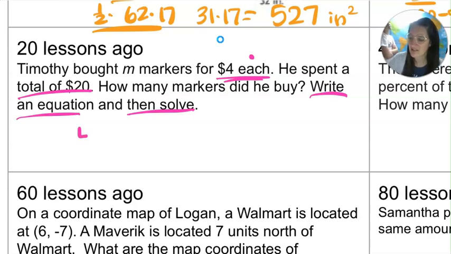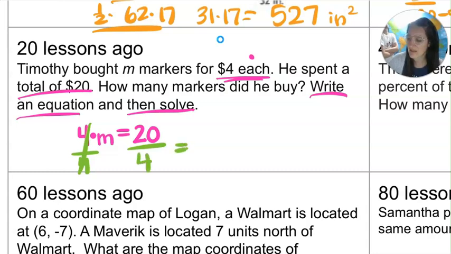Okay. Markers, $4 for each marker. And he spent a total, so equals 20. So there's my equation. Now how do I solve that? Well, I'm going to isolate the variable and get 5. He bought 5 markers.